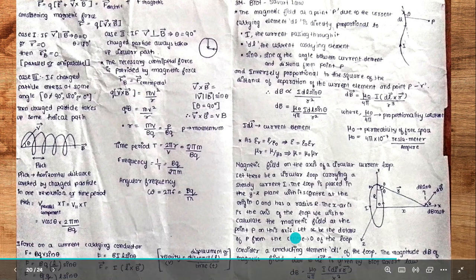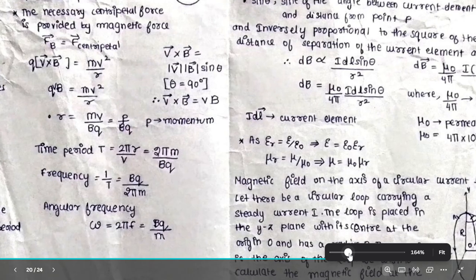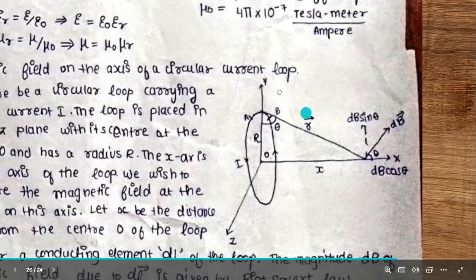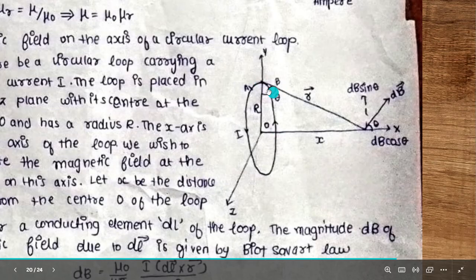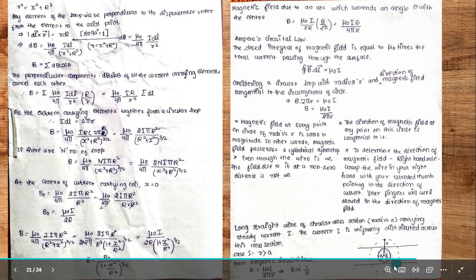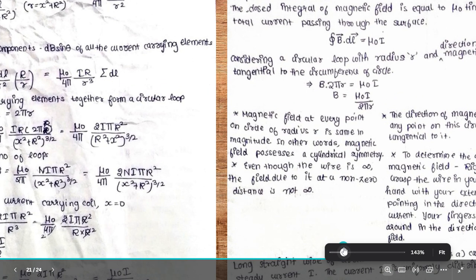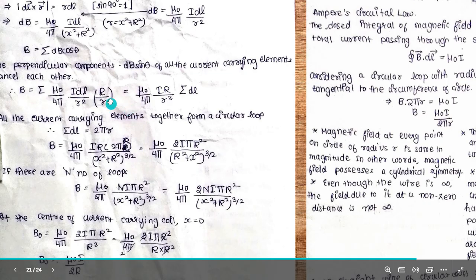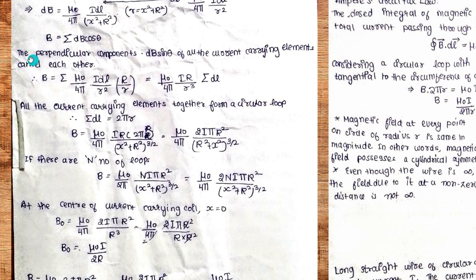Check the diagram again. What is cos theta? It is adjacent by hypotenuse, right? Now if this is my theta, what is my adjacent? Capital R. What is my hypotenuse? Small r. So we have our cos theta as capital R by small r. So finally we get B is equal to mu naught by 4 pi into I capital R by small r cube, with the summation of dl.